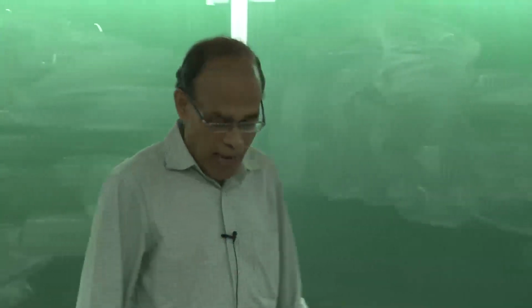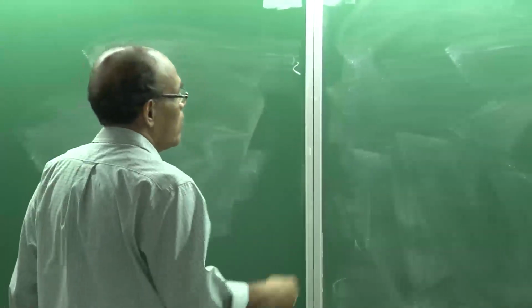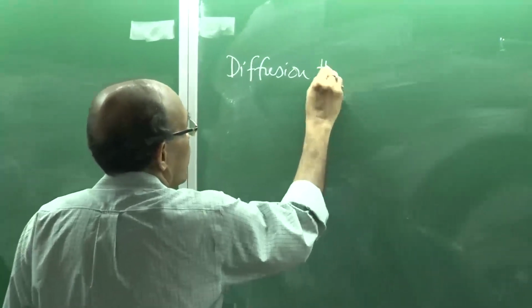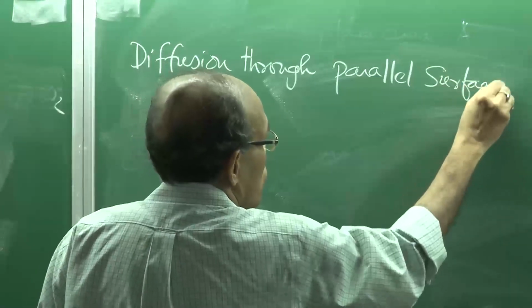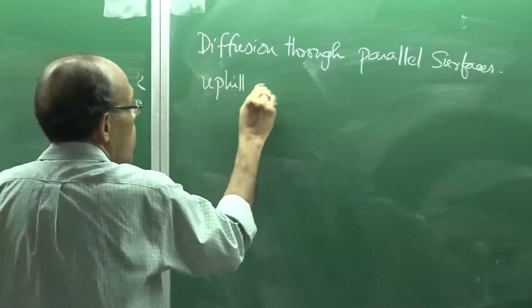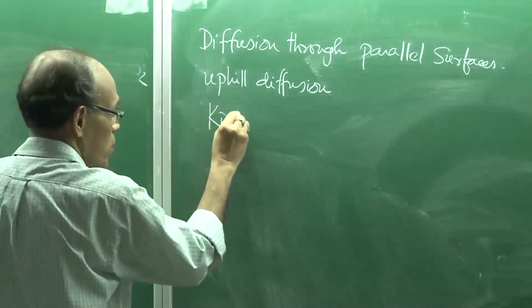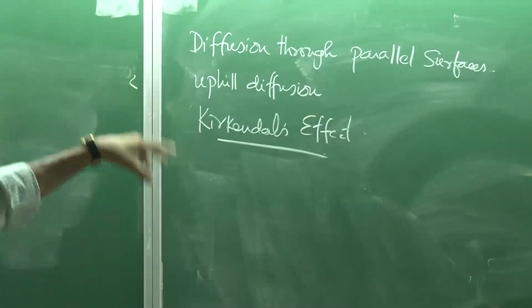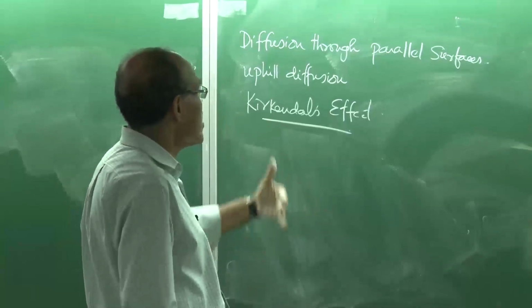We will get back to steady state diffusion and solve the generalized equation of steady state diffusion maybe in the next class, but I want to introduce two different topics today. One is diffusion through parallel surfaces and uphill diffusion, and also if you have time, then we will introduce Kirkendall's effect also. And once we finish discussing this, then we will go to, for example, unsteady state diffusion, solution of steady state diffusion equations, and then unsteady state diffusion equations.